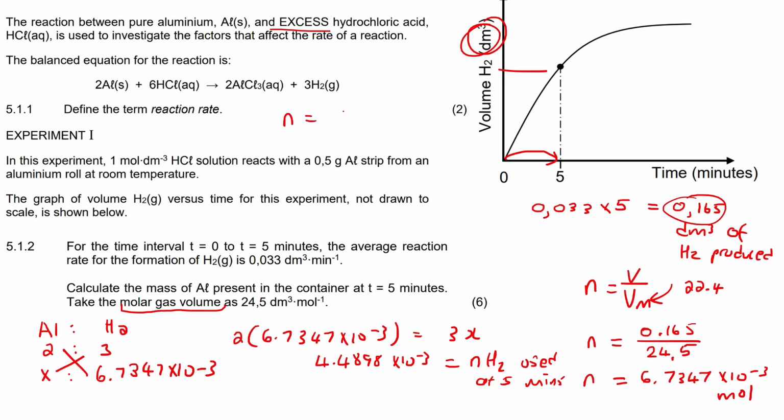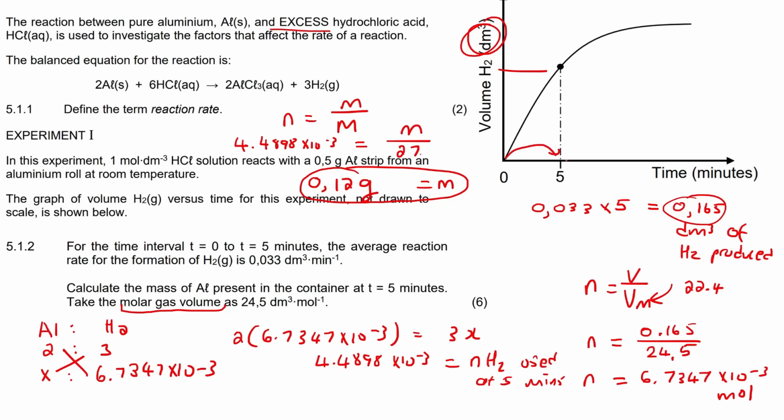So let's use the formula n equals m over big M. And we know the moles is 4.4898 times 10 to the minus 3. The mass, we don't know what that is. And now the molar mass of aluminium on your periodic table is 27. So to get the mass alone, we're just going to multiply these two values together, and we end up with a mass of 0.12 grams. Now that's not the answer. That is how many grams of aluminium we have used up until the 5 minute mark.